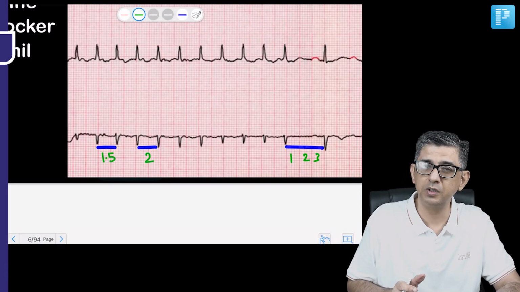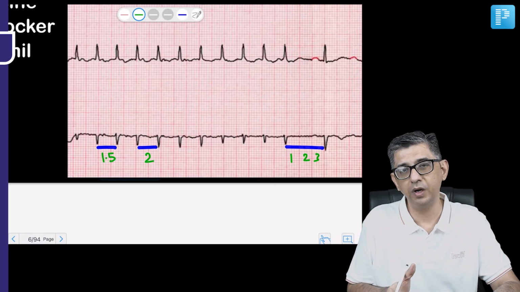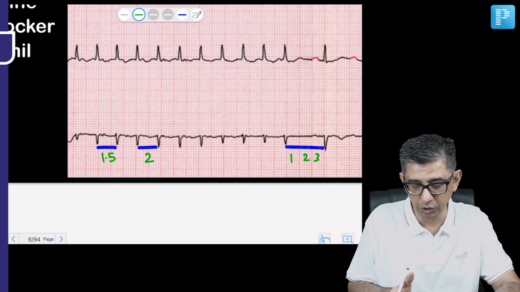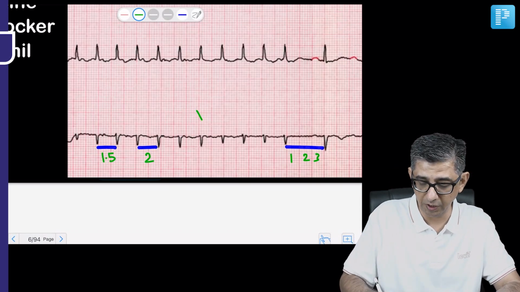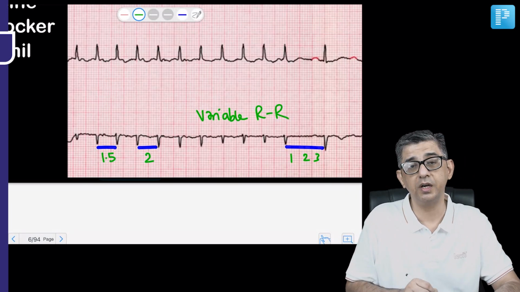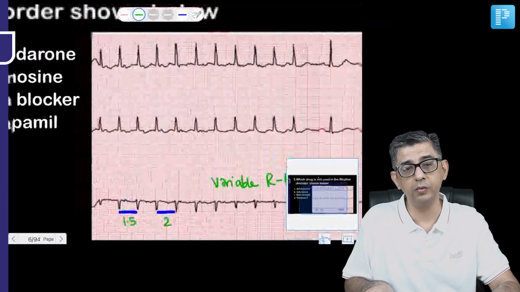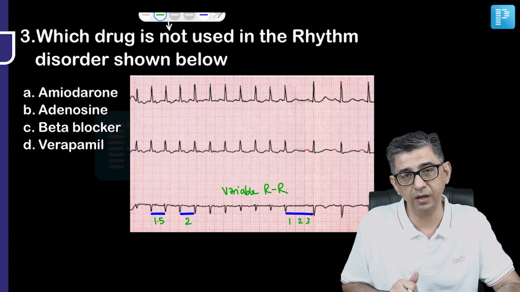The heart rate of this patient would be in the range of about 1.5 by 300, that would be about 200, then changing to 150, then changing to 100. Because this is a variable RR interval, the first interpretation that I'm making is that any patient having a variable RR interval is going to have a possible atrial fibrillation or a multifocal atrial tachycardia.